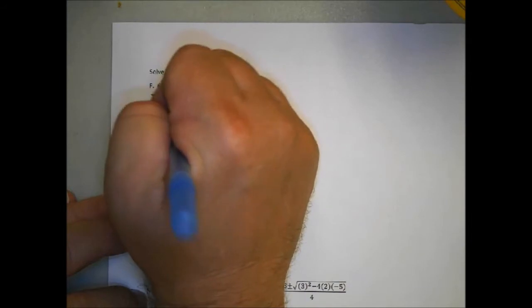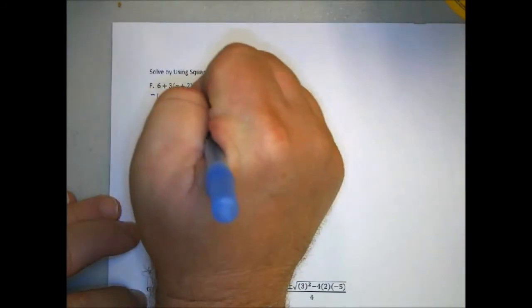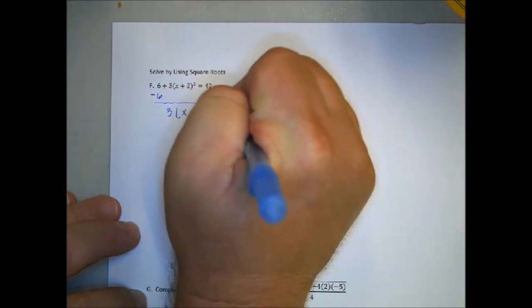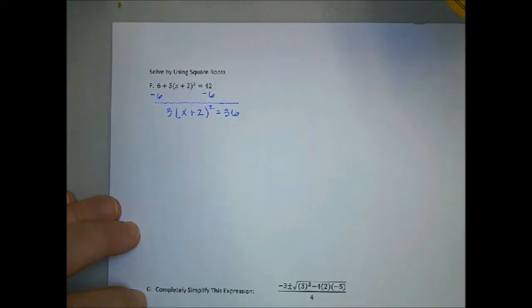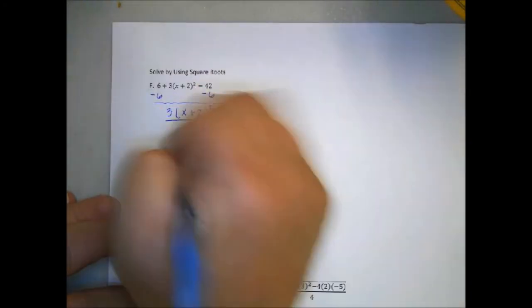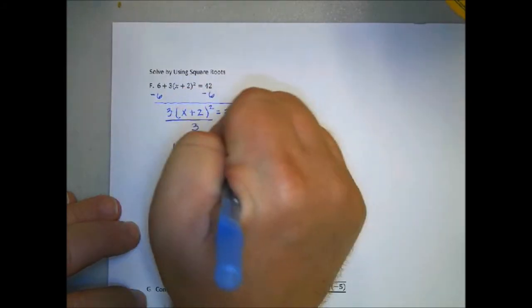We're just beginning the multiple step algebra method to solve this problem, which leaves me with 3 times x plus 2 quantity squared equals 36. Now the next thing I'm going to go after is that leading coefficient of 3. So I'm going to divide both sides by 3. And now I have x plus 2 quantity squared equals 12.